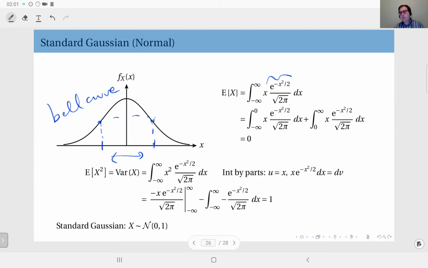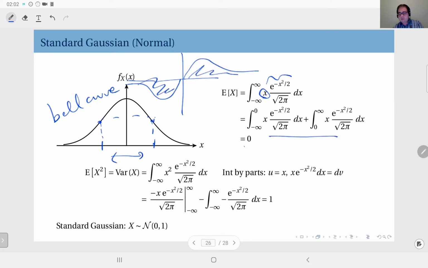When you multiply it with an odd function, which is x, you get an odd function, meaning that you get something like this, which is symmetrical about the origin. Okay, so such functions, when you integrate them, the areas cancel each other out, as can be seen here. So the result will be 0. Which is not surprising because you see this distribution is symmetrical about 0. Therefore, you expect the mean value to appear at 0, which it does.